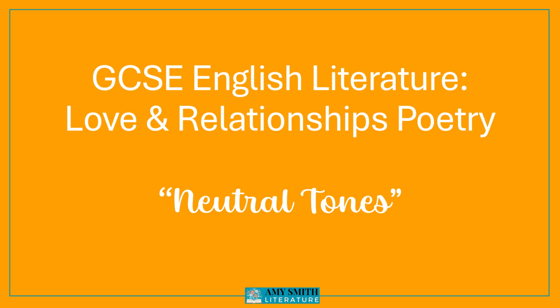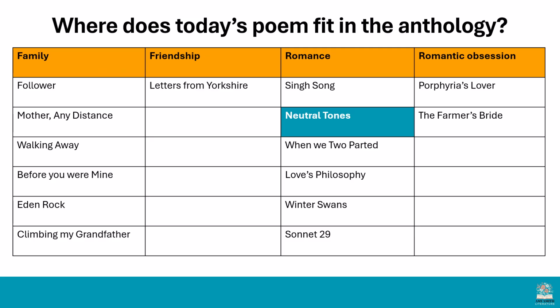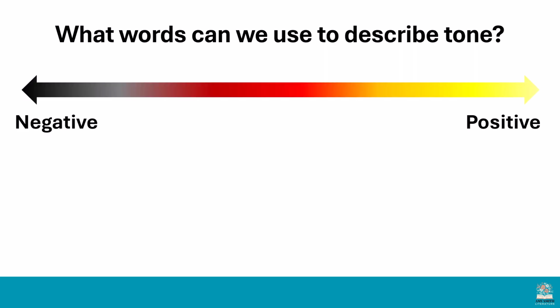Now today we're looking at a poem called Neutral Tones, which is by Thomas Hardy, and I'm just going to show you first of all where it fits into the anthology. I've divided the poems into 4 categories. So we've got family, friendship, only one poem about friendship, and I don't know what that says about the anthology, romance, and then a couple of poems about romantic obsession. And Neutral Tones fits into that romance category. But unfortunately, it's a poem about the end of a relationship rather than the start of one.